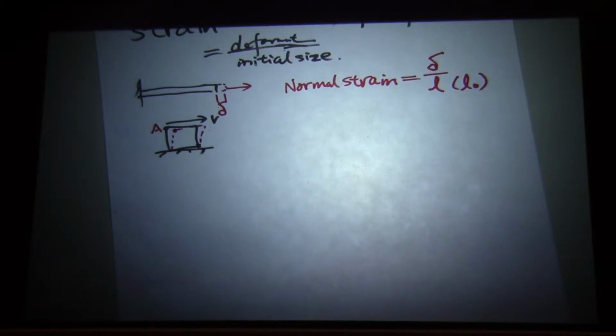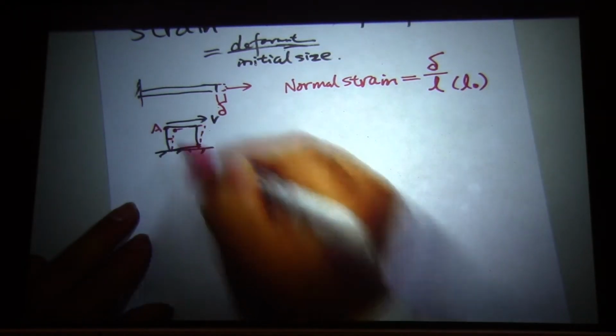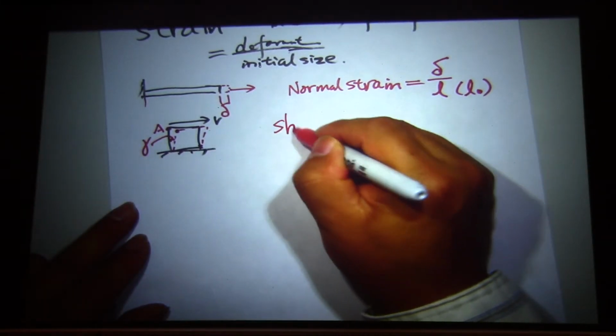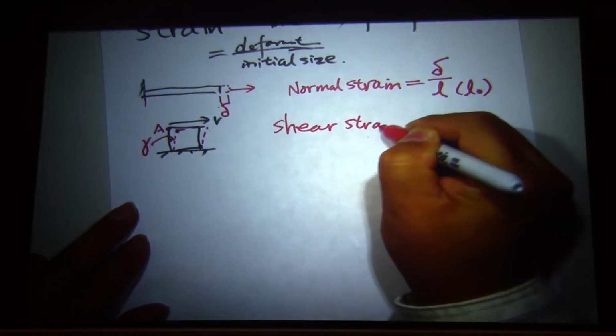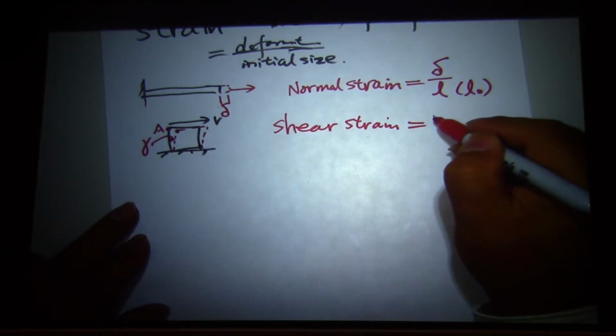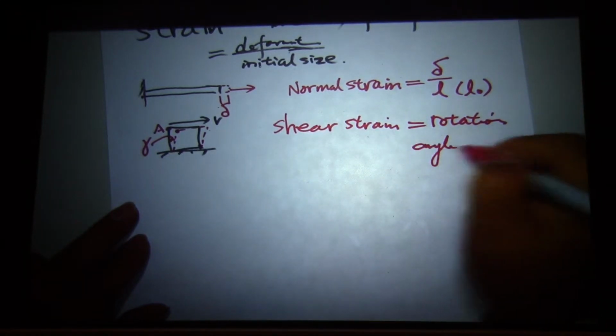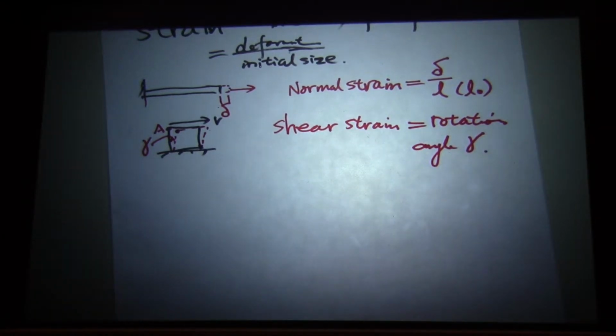What's the thing that doesn't depend on the dimension and gives you a deformation that doesn't depend on the size and reflects how much it deforms? It's the angle, yes. We call this angle gamma. So the shear strain is actually very simple. It's equal to the rotation angle gamma. So we use the angle to describe shear deformation, basically a rotation kind of deformation.